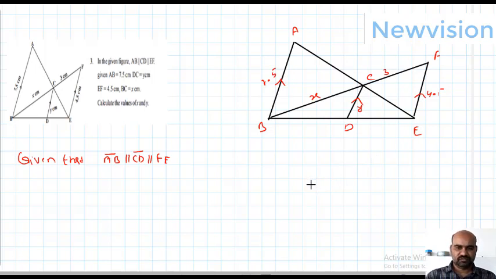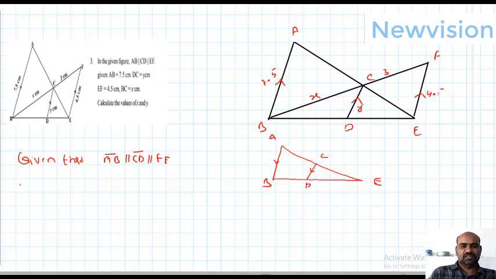Students, observe here. First of all I want to separate the diagram. This is one triangle, say triangle ABE. Here CD is parallel to this. I will write in triangle ABE, DC parallel to AB.